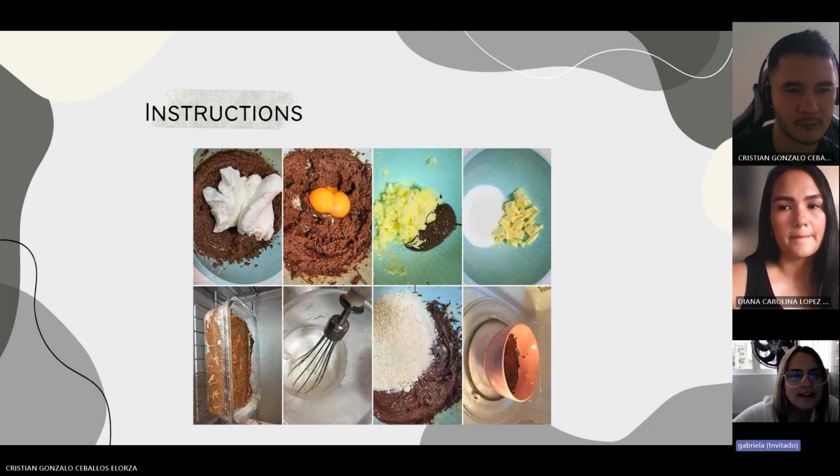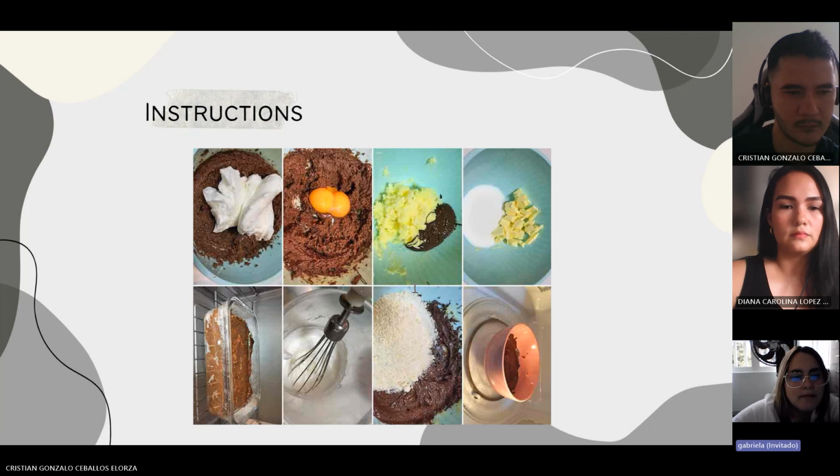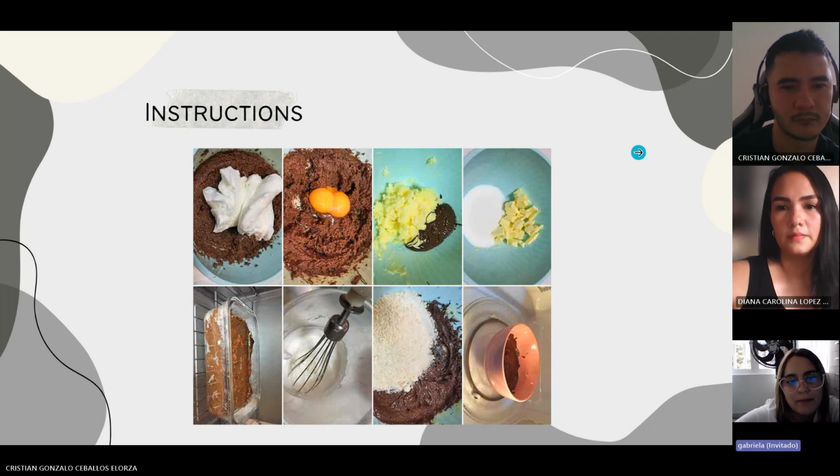Fourth, gradually add the dry ingredients to the cream mixture, alternating with the milk. Beat on medium speed for 2 to 3 minutes, then pour the batter into the prepared pan. Fifth, bake for the indicated time, inserting a toothpick in the center to check. Sixth, optional: let the cake cool, remove it from the pan, and decorate with the fruits.